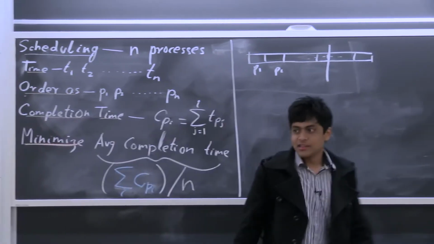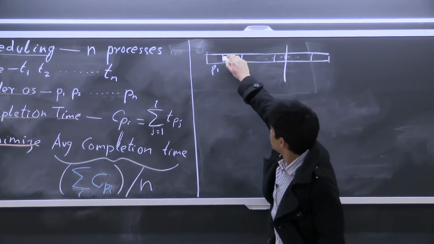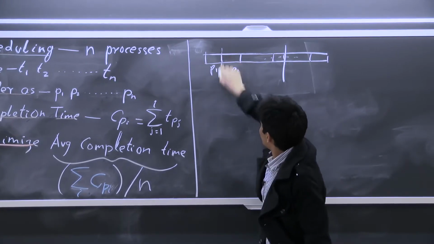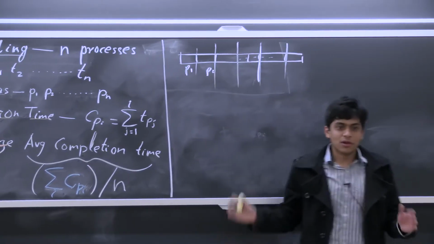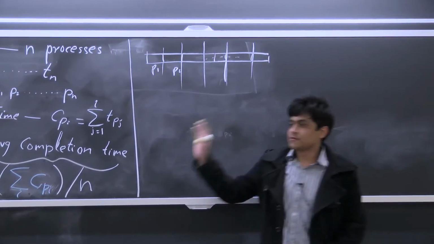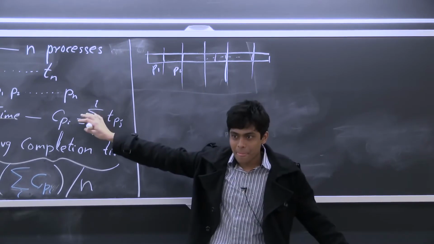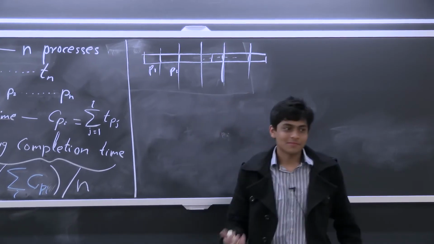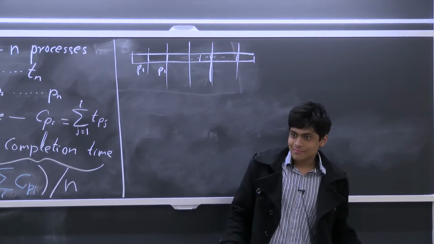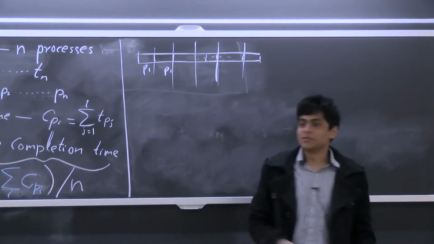So any ideas what an algorithm for this would look like? So essentially, you want to minimize the sum of all these times, the average of these. So what do you want to do? Do you want to shift the processes which take more time? Do you want to keep them at the end, or at the beginning? So if you have a bunch of small processes, would you do them at the end? Would you do them at the beginning?